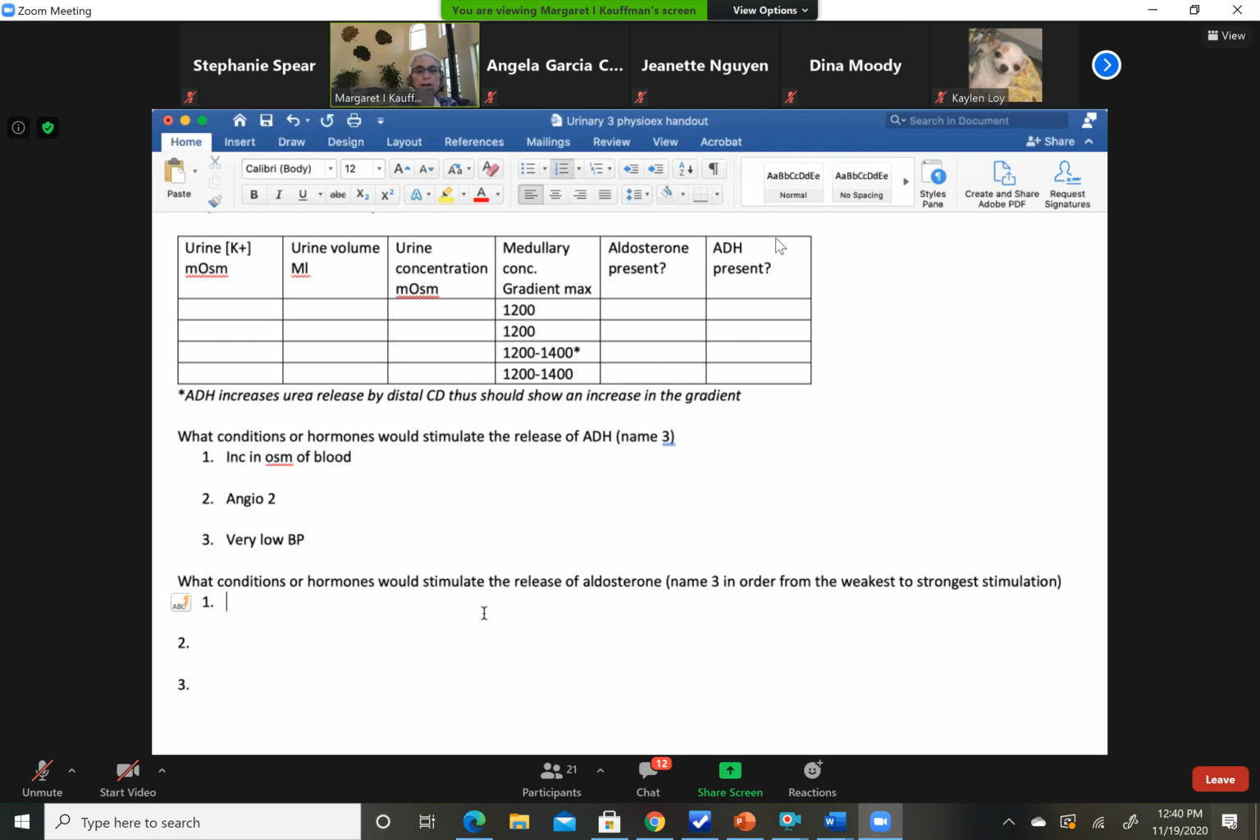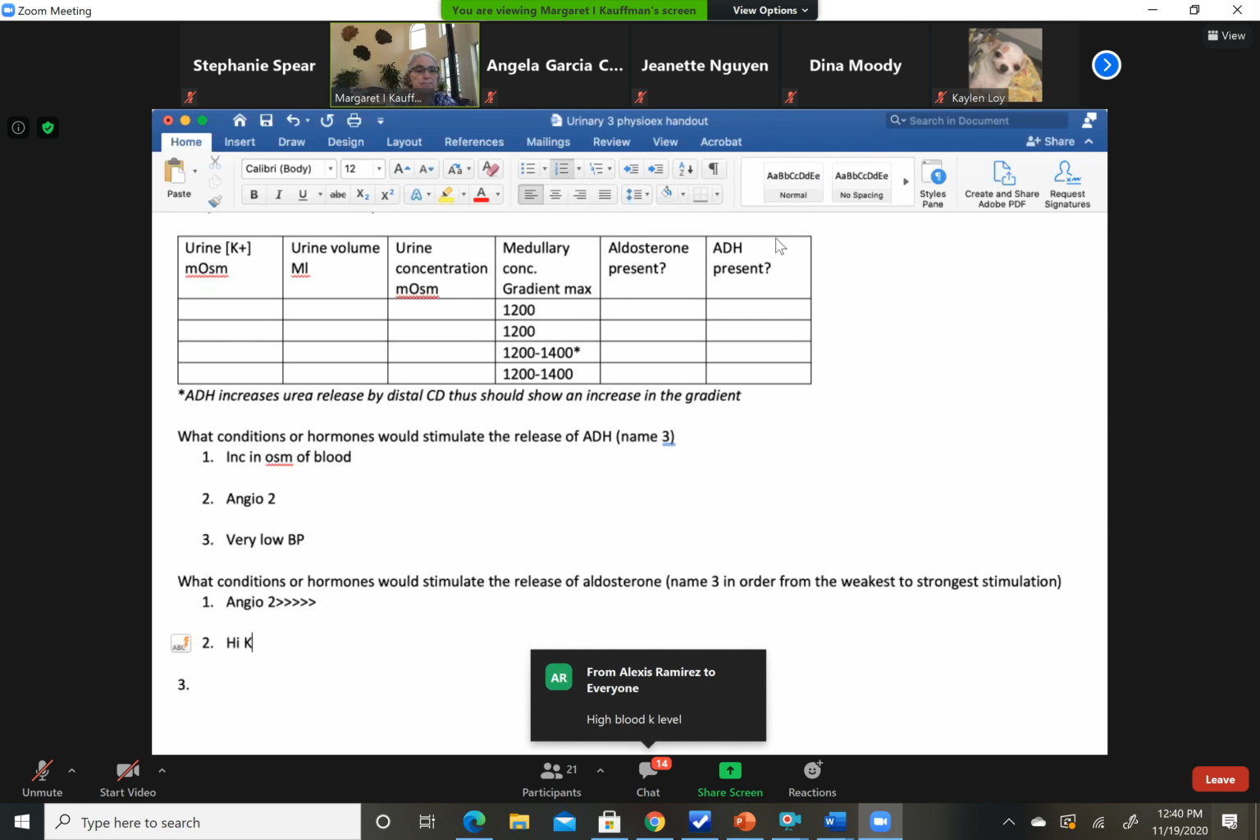Okay, now this one I do have you put them in order. Number one stimulus for the release of aldosterone, angio 2. And this is by far and away, so I'm going to say greater than. What's the second one, anyone? High potassium. So that's uncommon. I'm just going to say greater than. I have no idea the amount. Uncommon situation, but you could have it. And then ACTH is the last one. So keep them in mind, this order, because the amount of aldosterone changes with each one of these.